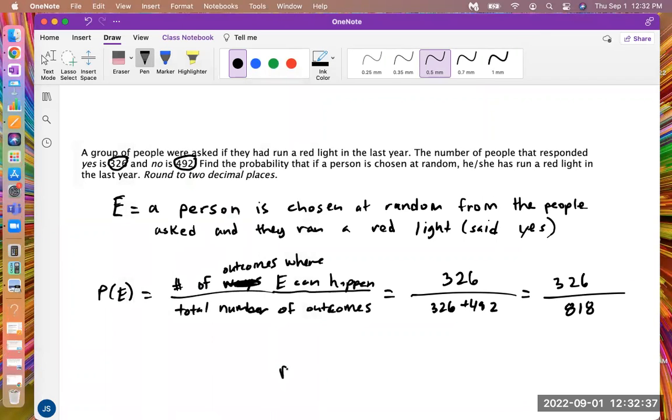So that is the probability that we're going to pick a person who ran a red light, approximately 0.40. We don't really have to keep that last zero, but just because they said they wanted 2 decimal places. All right, I hope this made sense.